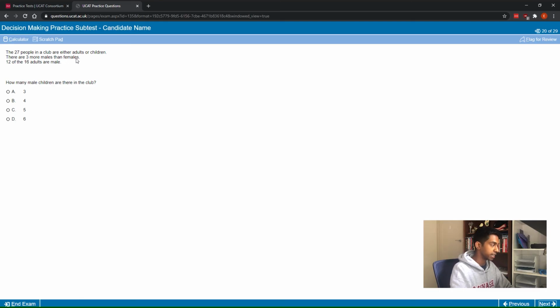So then we know that 2X plus 3 equals 27. And that would give us that X, the number of females, equals 12. So then we know that there are 12 females and there are 15 males at the club. And then we're told that 12 of the 16 adults are male, and there are either adults or children. So then 15 minus 12 equals 3, which will give you this answer.